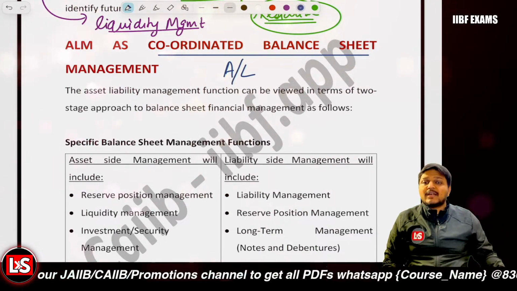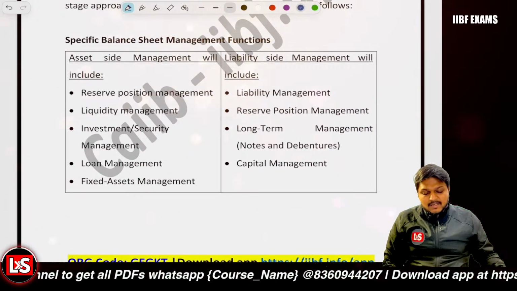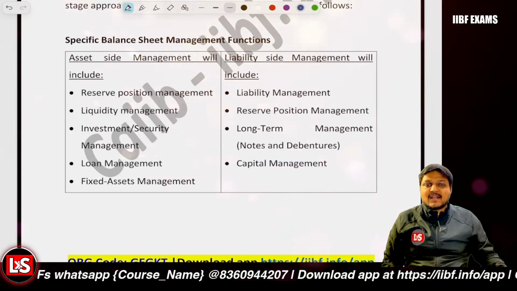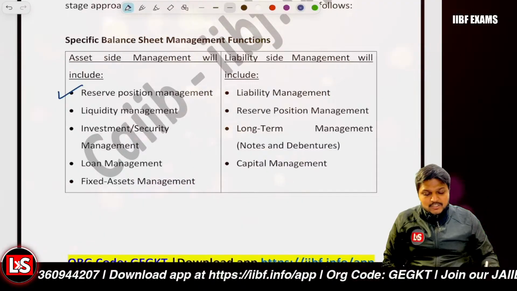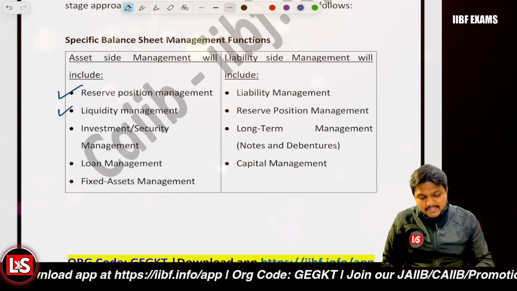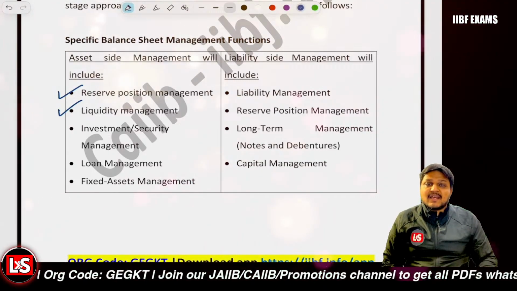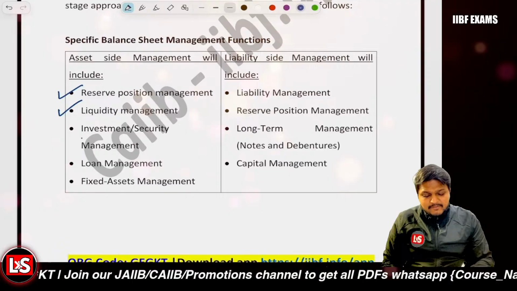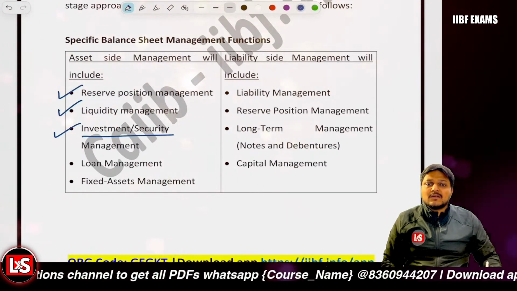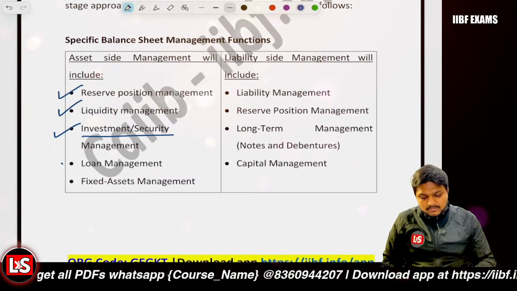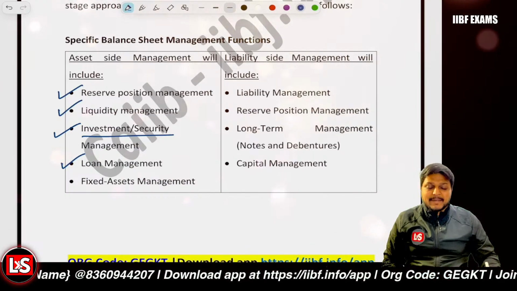First of all, we are going to talk about asset side management. Reserve position management means maintaining the CRR and SLR as per the regulatory norms. That's the first thing. Liquidity management ensures availability of cash and liquid assets. Investment management means maintaining SLR and non-SLR investments, so both will be covered. Loan management covers credit deployment and portfolio quality. And fixed asset management means efficient utilization of the bank's infrastructure assets.